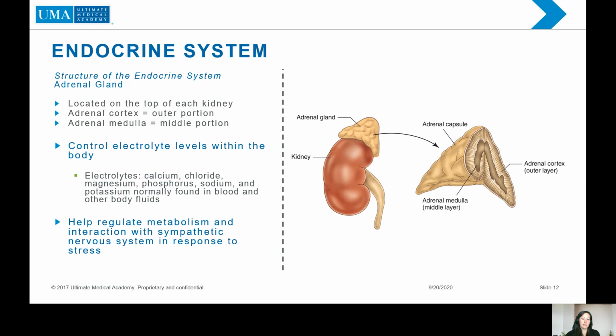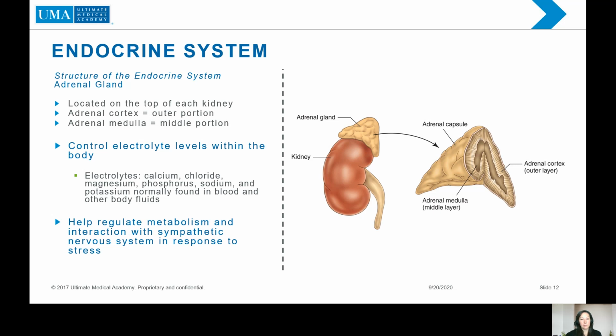So, the electrolyte levels are going to be calcium, chloride, magnesium, phosphorus, sodium, and potassium, normally found in blood and other body fluids. These are going to help regulate metabolism and interaction with the sympathetic nervous system in response to stress.